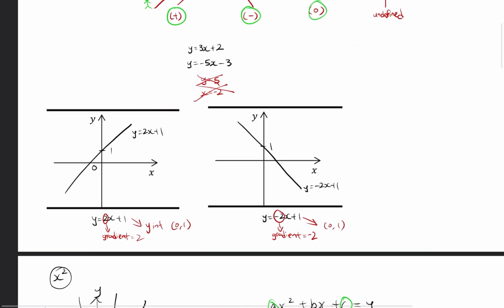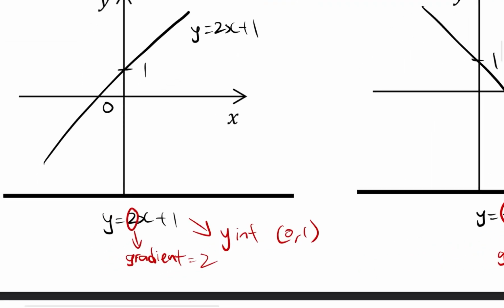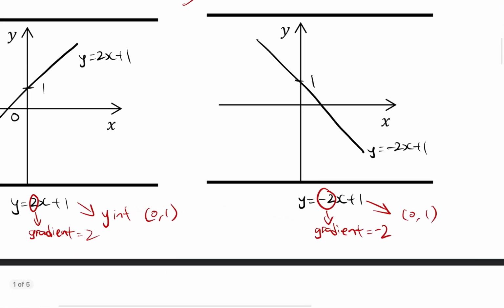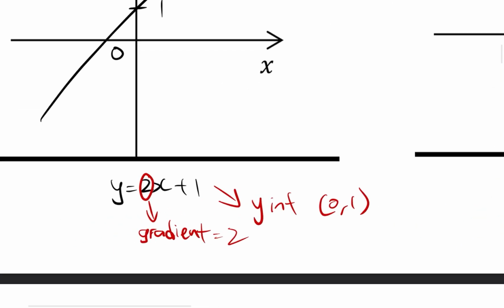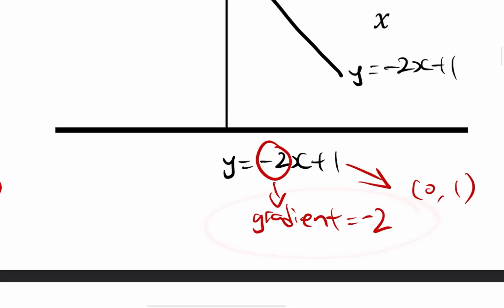So what do linear graphs look like? They can look something like this. For this one, I let my graph be y equals 2x plus 1, and for my other one, I let my graph be y equals negative 2x plus 1. For both of them, the y-intercept will be at coordinates (0, 1). For this one here, our gradient will be 2, but for this one, our gradient will be negative 2.